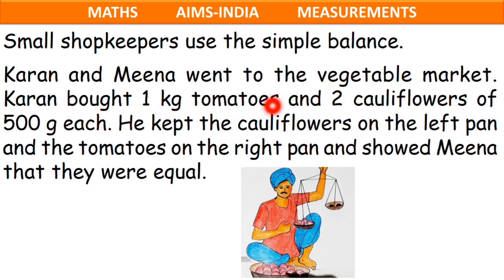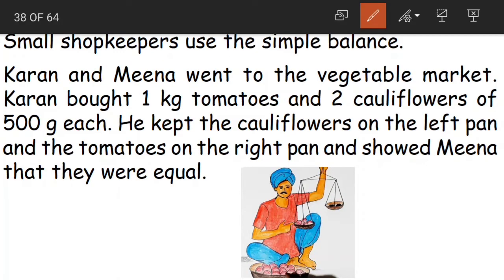Karan and Meena went to the vegetable market. Karan bought 1 kg tomatoes and 2 cauliflowers of 500 grams each. He kept the cauliflowers on the left pan and the tomatoes on the right pan and showed Meena that they were equal. Compare the weight of the objects in both the pans, children.